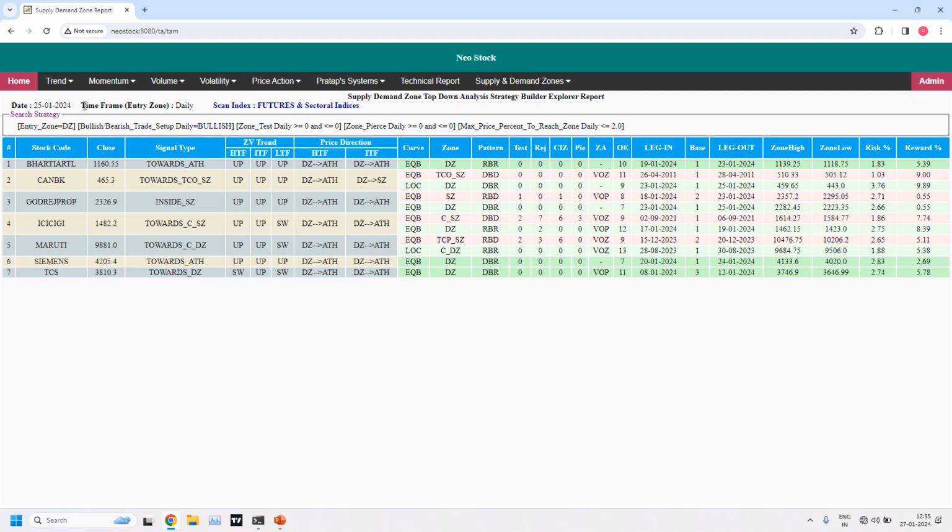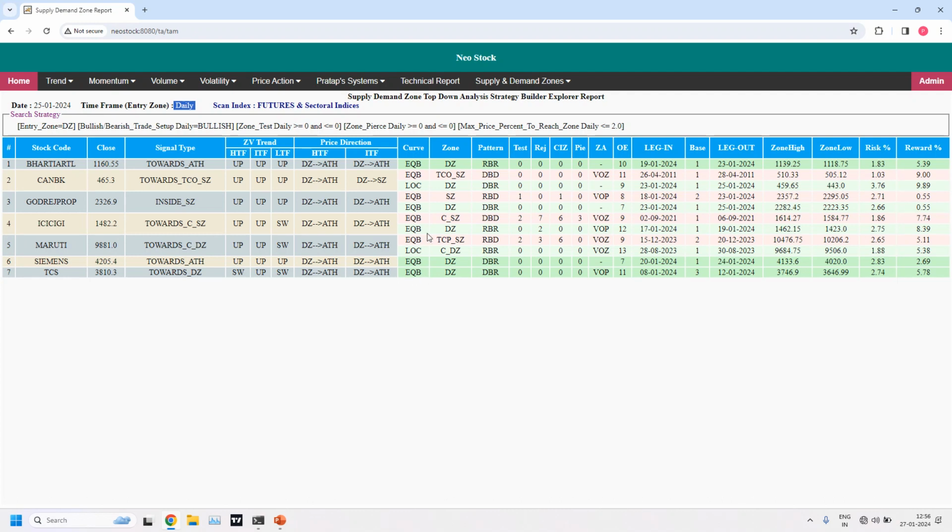See here, your entry time frame is daily. If the entry time frame is daily, it is an MIT trade, monthly income trade. In a monthly income trade, daily is the LTF zone, weekly is the ITF zone, and monthly is the HTF zone. So these stocks support swing trades. Those who are looking for swing trades, you can analyze these stocks.